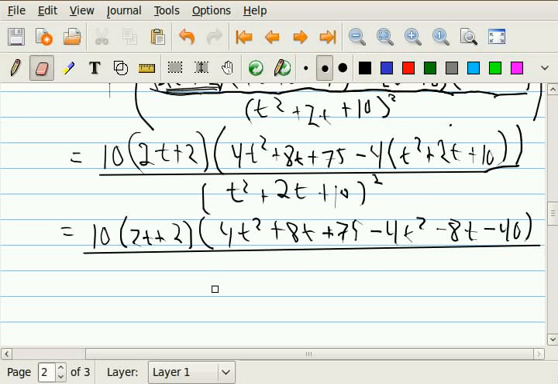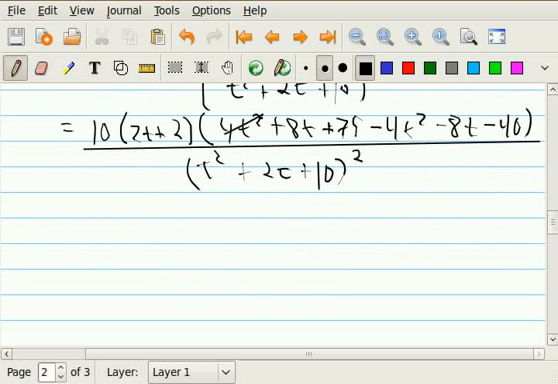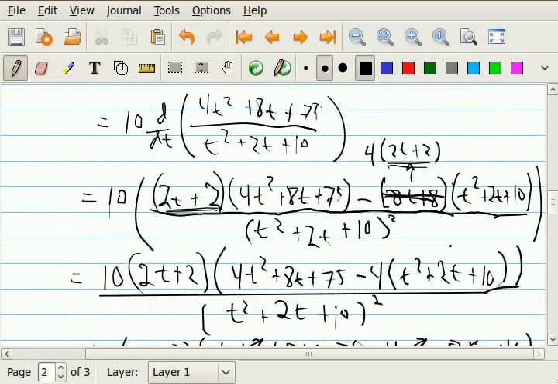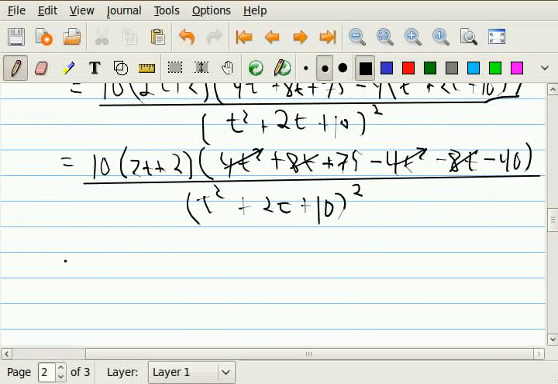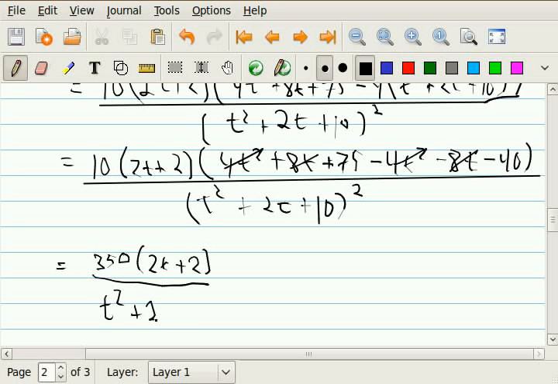T squared plus 2t plus 10, the whole quantity squared. Okay, so look at what happens here. A lot of these things cancel. And by the way, if you had just multiplied everything out in the numerator, you would have seen that, but I just wanted to save myself a little work. So I think at the very end, what I should end up with here, it looks like I just have 75 minus 40, and that's 35. So I've got 10 times 35, that's 350, times 2t plus 2, all over t squared plus 2t plus 10, the whole quantity squared.